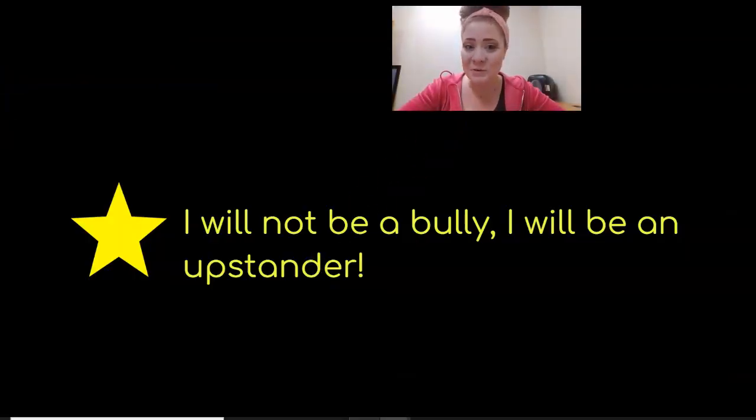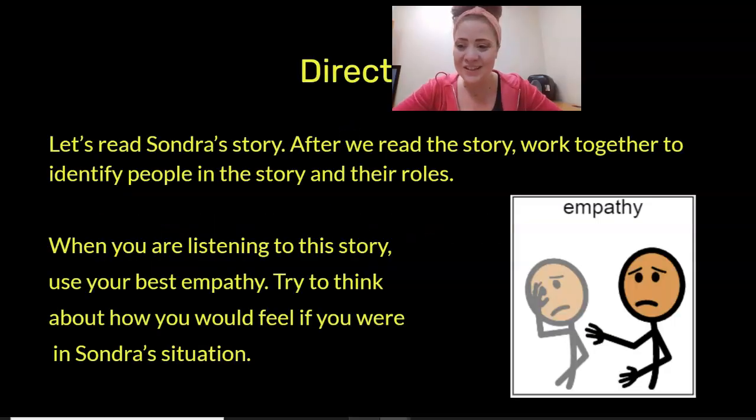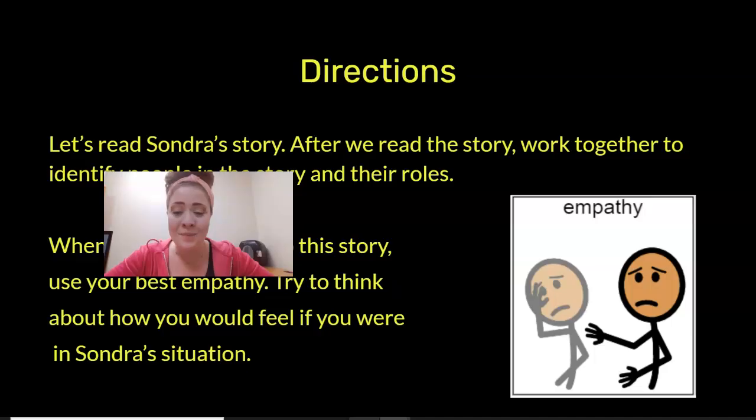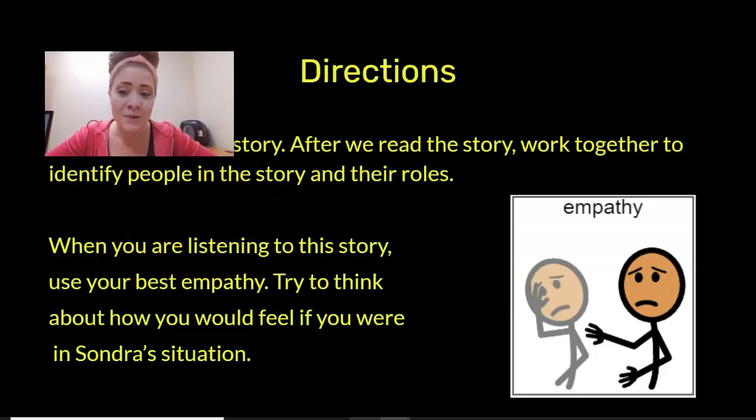All right, I see another repeated storyline here. This repeated storyline says, I will not be a bully, I will be an upstander. Here are directions for the story. We're going to read a story about Sandra. After we read the story, we're going to work together to identify people in the story and their roles. When you are listening to this story, use your best empathy. Try to think about how you would feel if you were in Sandra's situation.